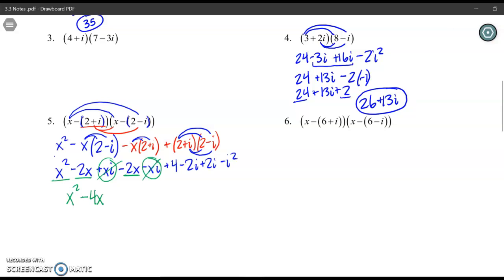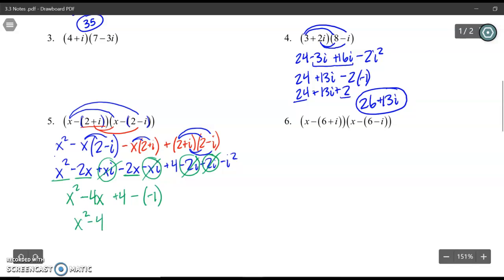Okay. Then I have this plus 4. I'm just going to leave that because there's nothing else to combine it with. Then I have these two pieces, the negative 2i plus the 2i. Those are also going to cancel each other out. And then remember, i squared is negative 1, so I have minus negative 1.